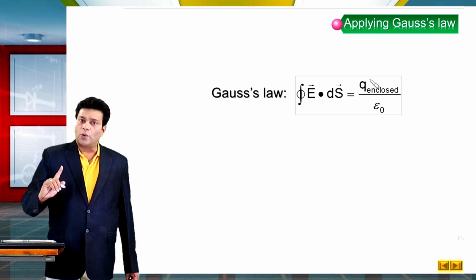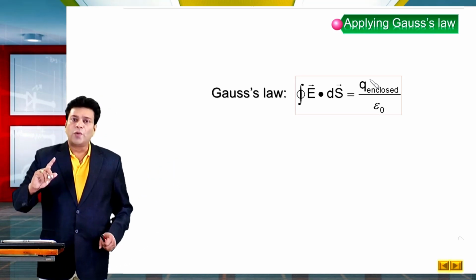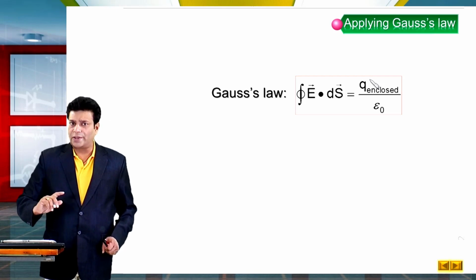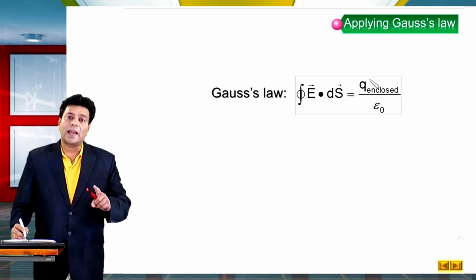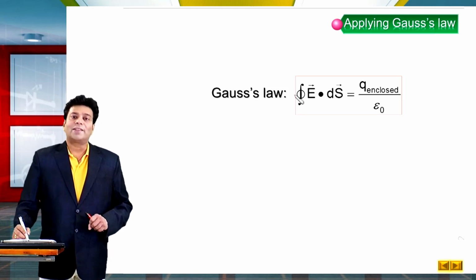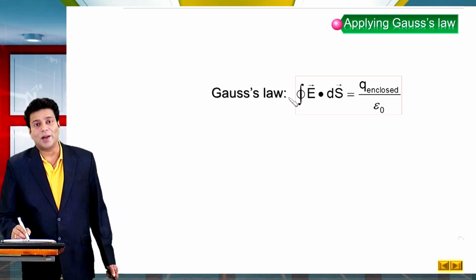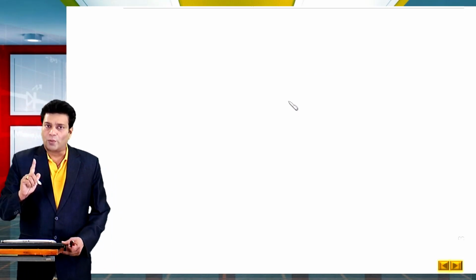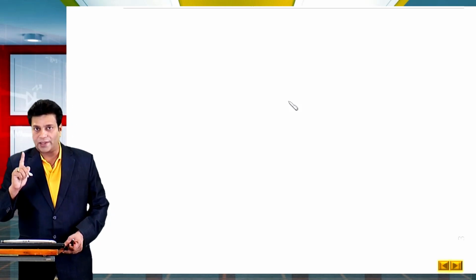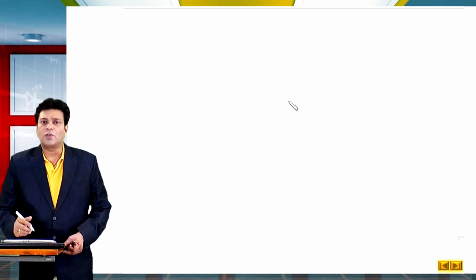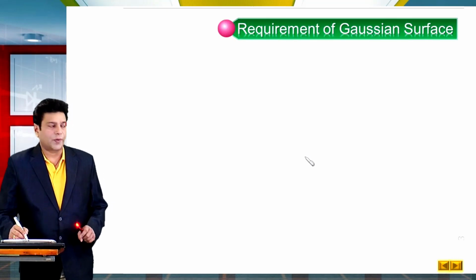To solve for this value E, we should be able to choose a Gaussian surface, that is the closed surface, such that the integral can be solved easily. Let us discuss some guidelines for selection of the Gaussian surface. First and foremost point, we have the closed surface integral E dot ds. If we want to solve this integral easily, we should select a Gaussian surface such that the value of E should be constant over the surface, right?